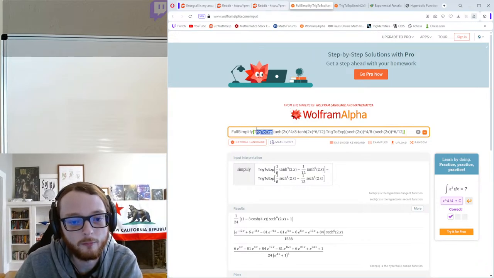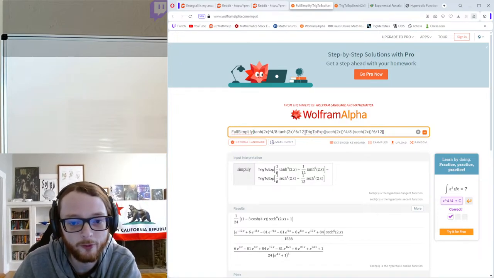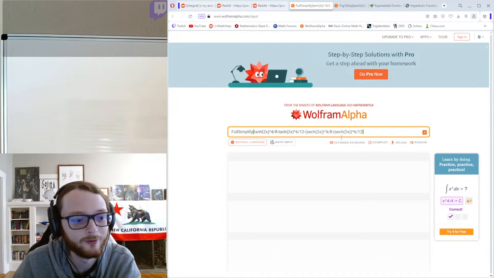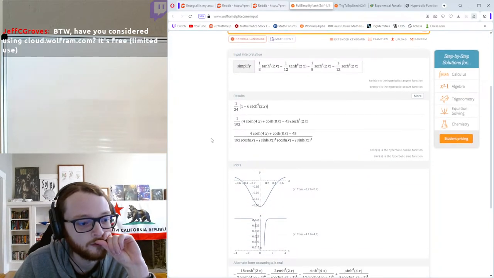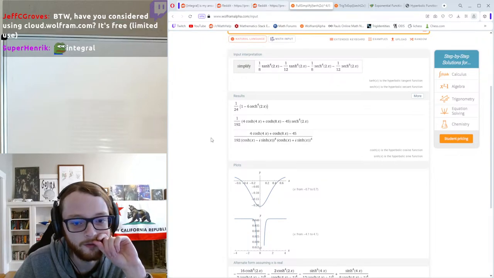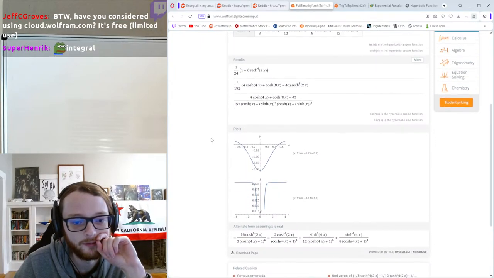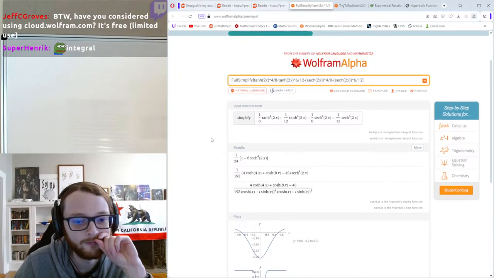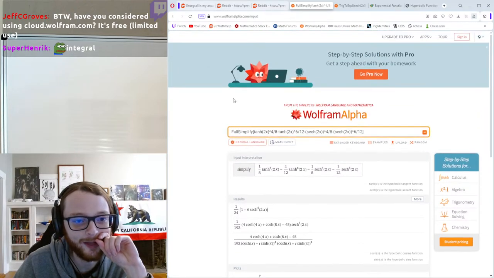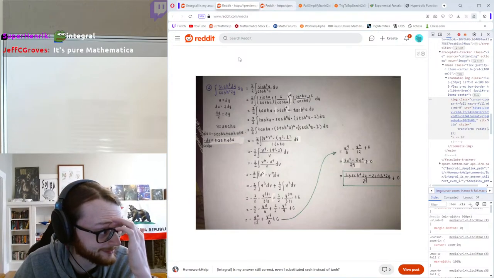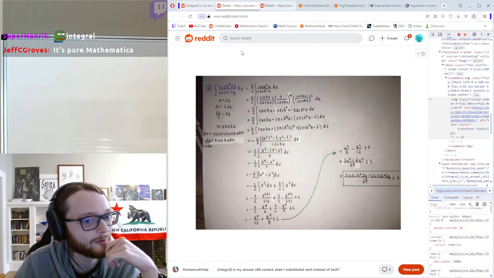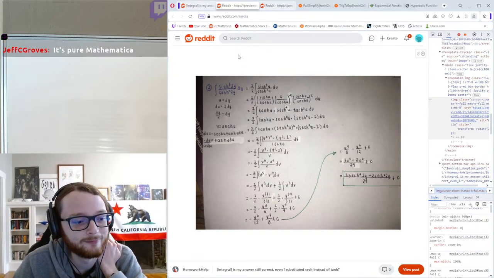Actually, we could also, just as an experiment, let's take off the trig to EXPs and just see what Wolfram does with those. Cloud.Wolfram? It's free, limited use. Really? How's it different? Yeah, Henrik, it's this crazy integral with hyperbolic trig functions. It's pure Mathematica. Oh, okay. I don't know the language, I guess. It doesn't seem that hard, though. Or Wolfram language, they like to call it. Oh, okay. They have to take credit.